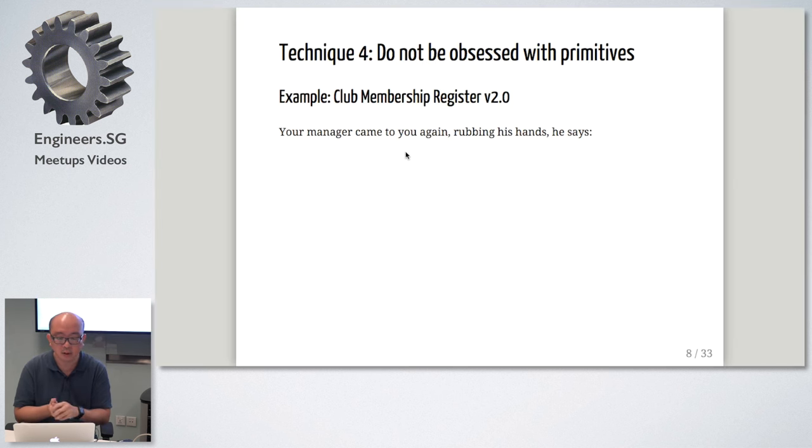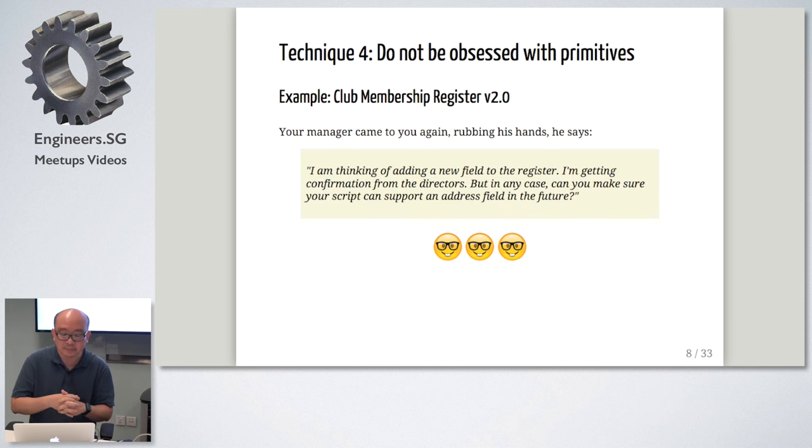So you've done that, and your boss or manager is happy. But your manager comes to you again, rubbing his hands, saying, "Hey, I'm thinking of adding a new field to the CSV file, to this register. I'm getting confirmation from directors, but in any case, you want to make sure that the script can support, say, an address field." So we have first name, last name, email, and now you want an address field, which means a fourth column in the CSV file.